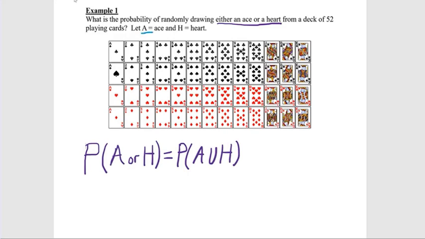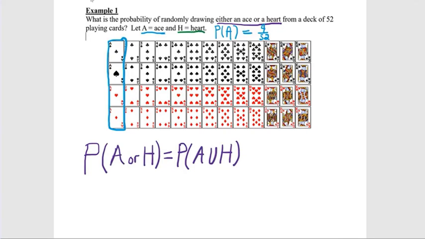Next, we'll find the probability that an ace is selected, probability of A. So let's look at the picture. I'm going to outline all of the aces. There are 4. And so there are 4 aces out of 52 cards. Therefore, the probability of selecting an ace is 4 out of 52.